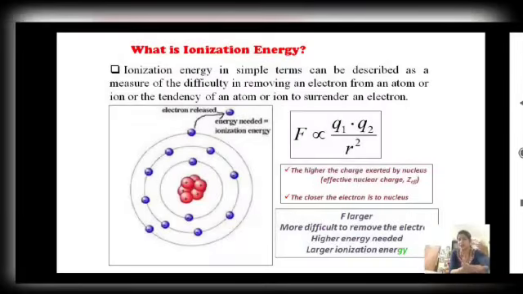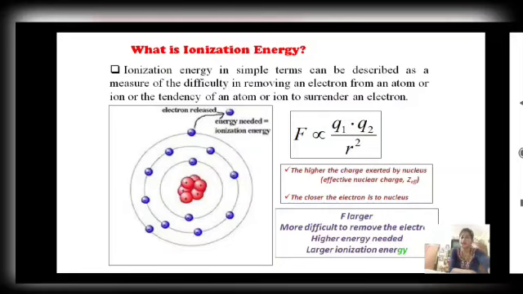By definition, ionization energy is the amount of energy that is required to remove one electron from the outermost orbit of an isolated gaseous atom. At some point of time it is also known as ionization potential. Earlier it was known as ionization potential, but today it is known as ionization energy.